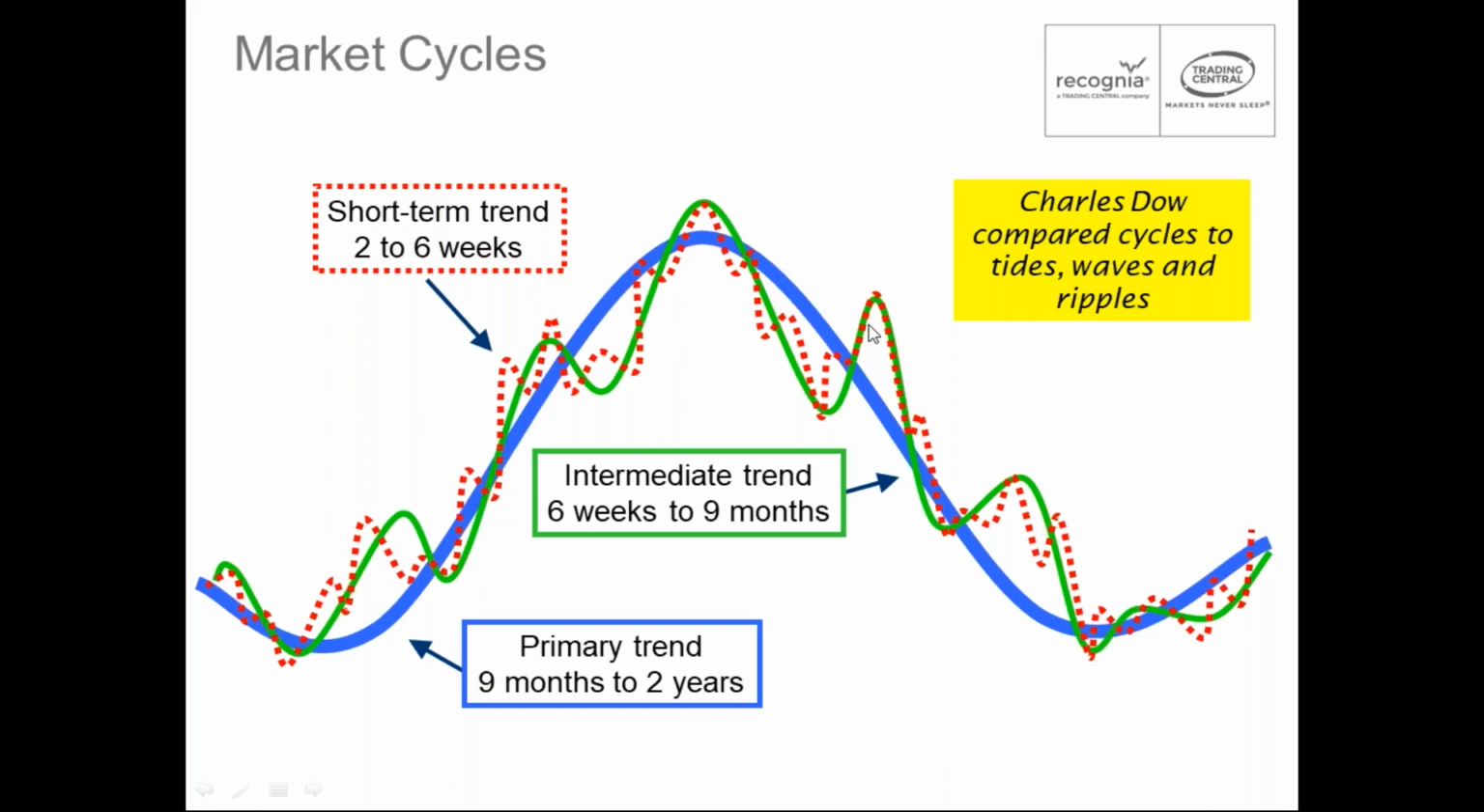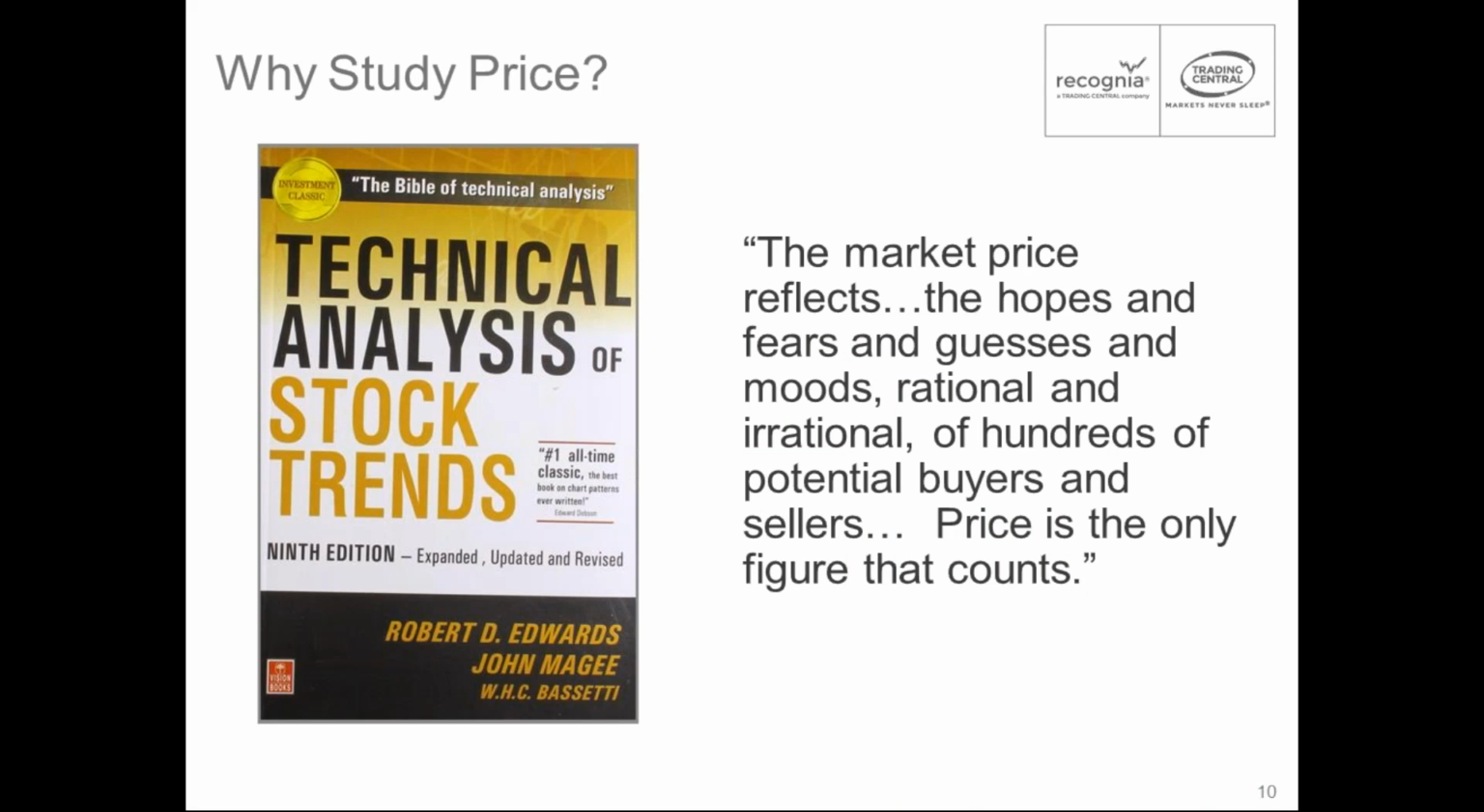Whereas, for example, over here on the right-hand side, we have places where the primary trend is down, but the intermediate trend and the short-term trend are moving up. So by understanding where we are in each of these cycles, it can help us to make better trading decisions.